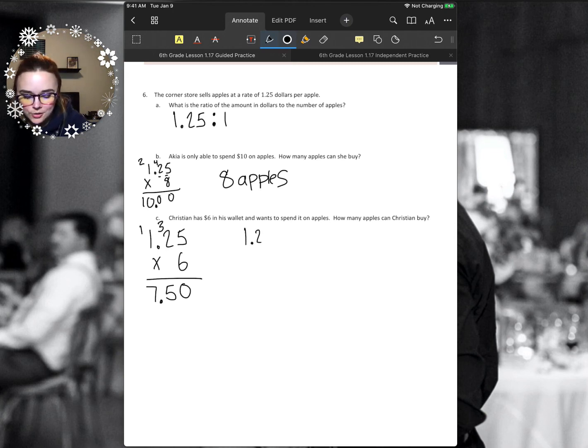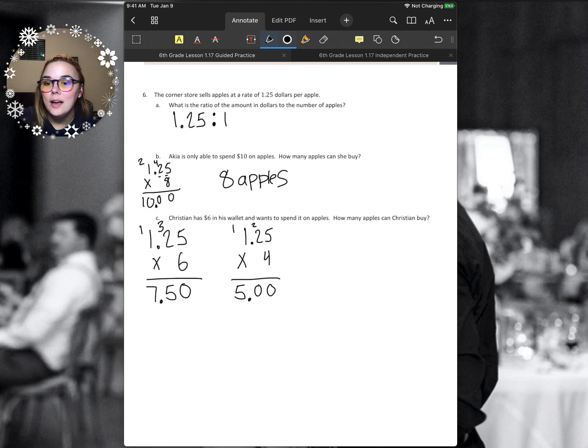Let's try $1.25 times 4 apples. 4 times 5 gives us 20. 4 times 2 gives us 8, plus 2 more gives us 10. 4 times 1 gives us 4, plus 1 more gives us 5, and our decimal point. So we have $5. So that's perfect. That's less than what he has. He has $6 in his wallet. 4 apples will cost him $5.